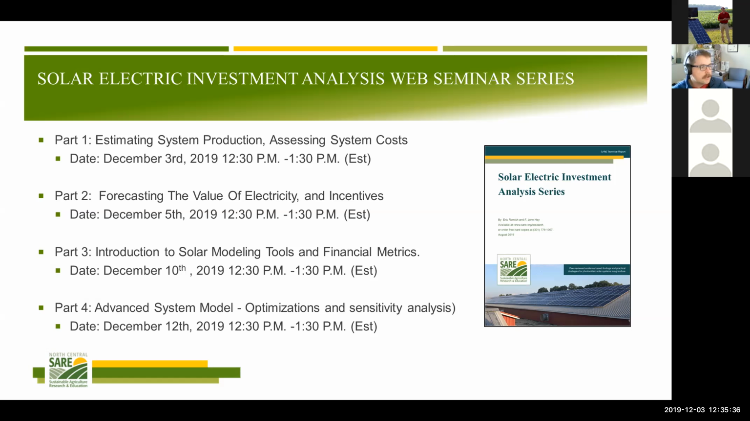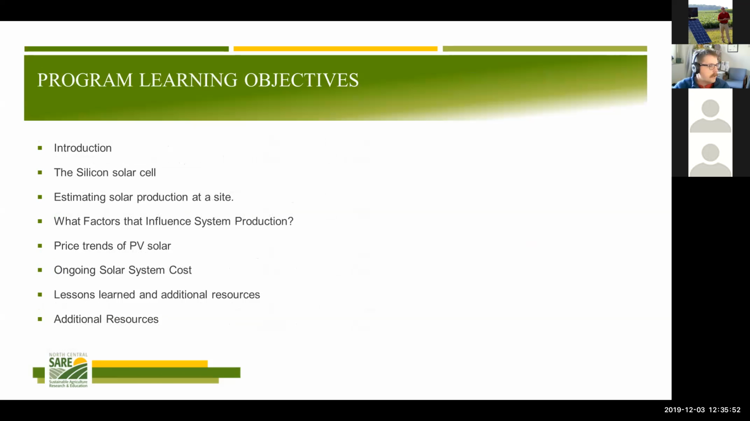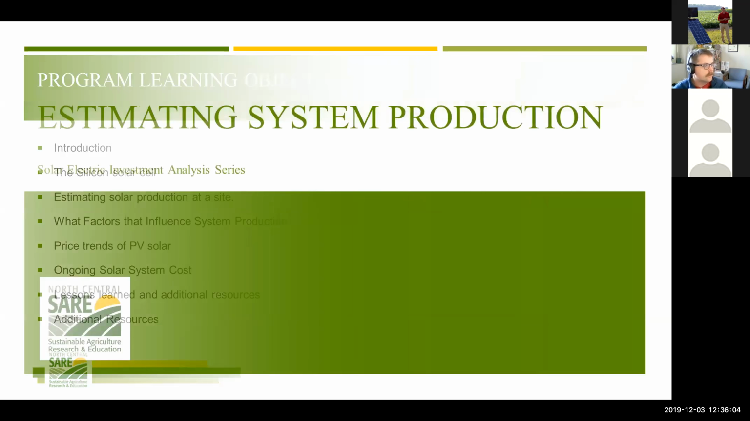We're going to focus today on two major components: estimating system production and assessing system costs, which is really getting the groundwork we need to be able to evaluate a solar electric system. This is what we're going to do today. We're going to talk a little bit about some basics, get into some production things, and then into some trends, and then finally finish up with your questions and other things like that.